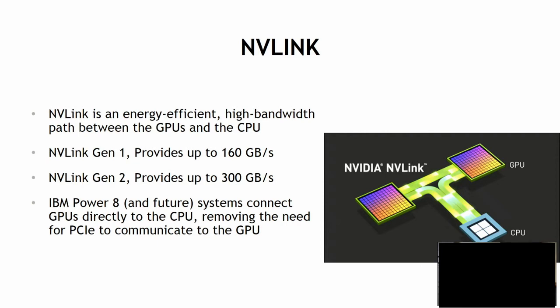So we talked a little about NVLink yesterday. Just a reminder, NVLink is an energy efficient, high bandwidth path that connects GPUs and CPUs together. Current generation NVLink 1 can provide up to 160 gigabytes per second per GPU. Going into the next generation, NVLink 2, which is available on Volta, that bandwidth is going to be increased up to 300 gigabytes per second.